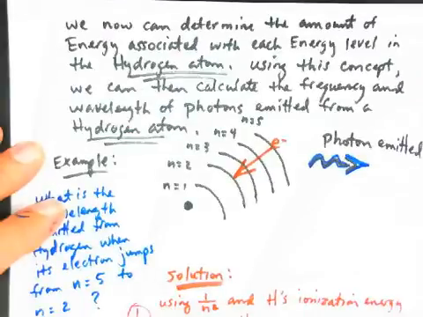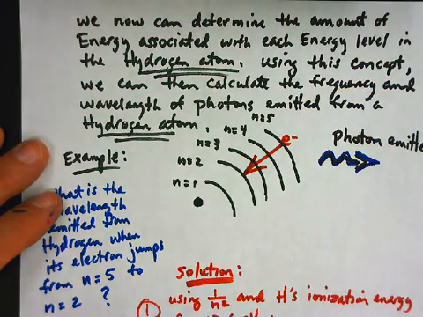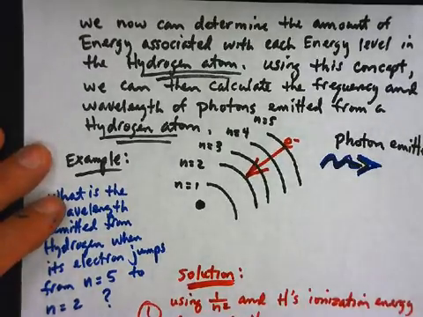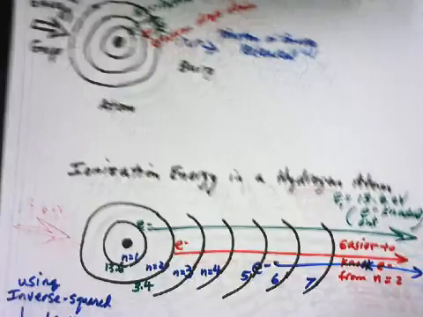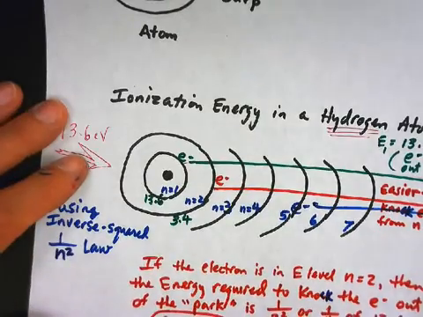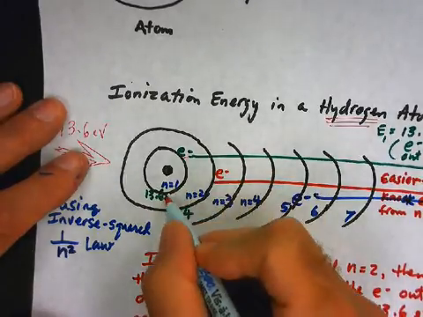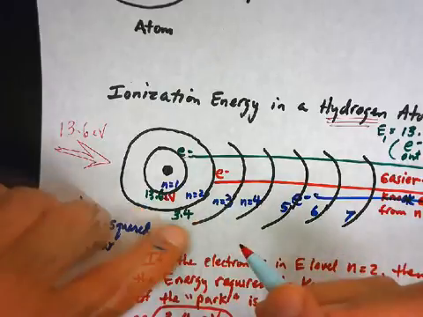Okay? So with those concepts, we can now determine the amount of energy associated with each of the energy levels in the hydrogen atom. Okay, so that's not bad. I guess we could, let me get that paper back that I had just before, and I can write those down. So we have 13.6 electron volts associated with our first energy level, 3.4 electron volts.